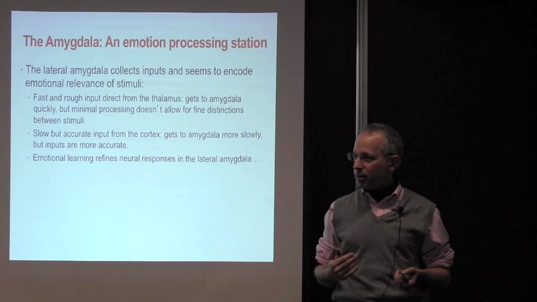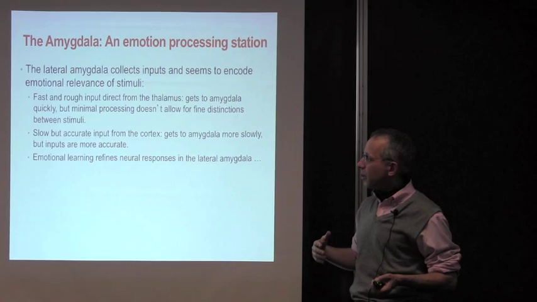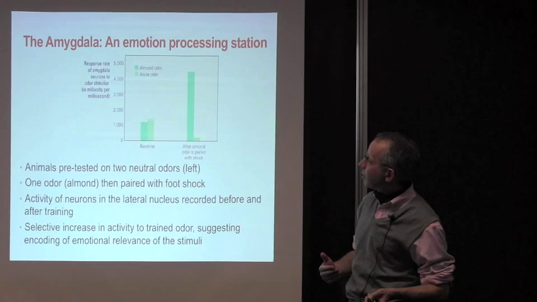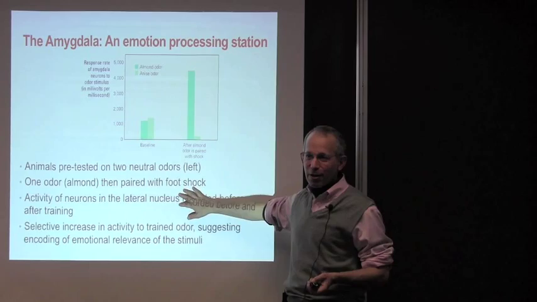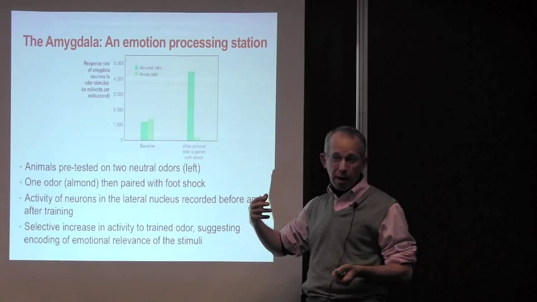And then emotional learning refines the neural responses in the lateral amygdala, so that what's happening during learning is that you get two pathways, the direct and the indirect. Here is, again, the use of the amygdala odor, the almond odor. If you pair this odor with a foot shock, look at this for a second. This is activity in the lateral nucleus. So this is the input pathway where stimuli are being processed.